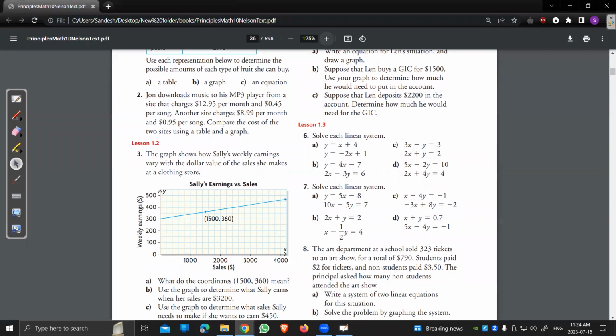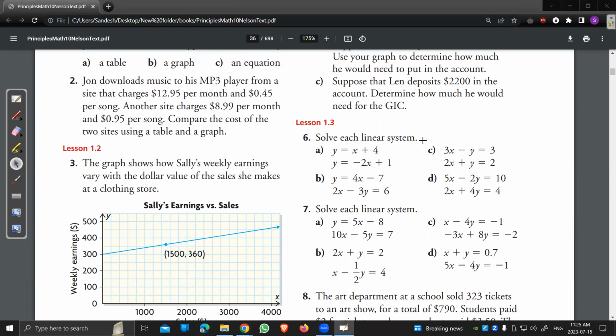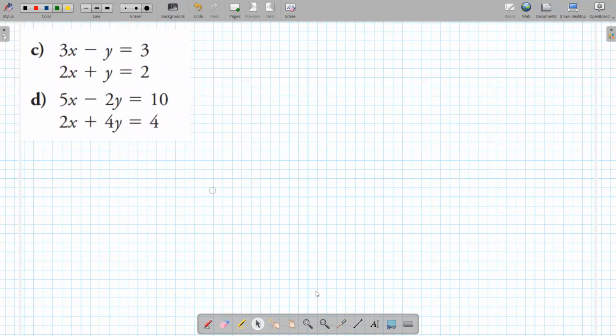It says solve each linear equation. I don't know how they want us to do it. I think they want us to graph it. Just gonna do a couple of them. So you can do this any way you want, okay? We're gonna see next how to do this using substitution, which we've seen before, but I think here they want us to graph it. To graph it, you don't necessarily have to be in the form of y equals mx plus b. You can just make a table of values.